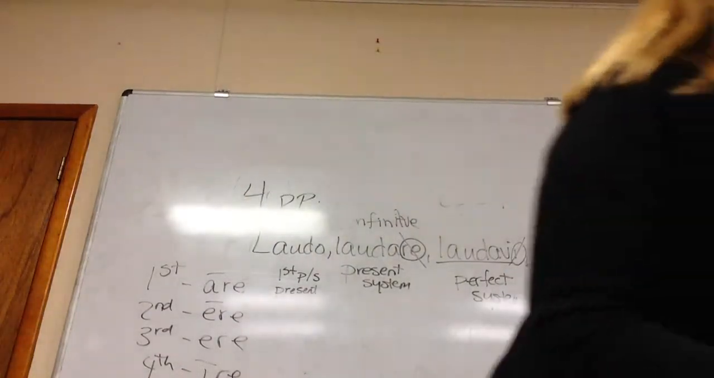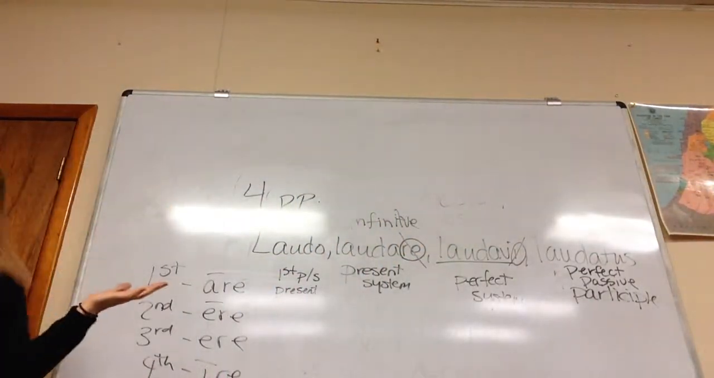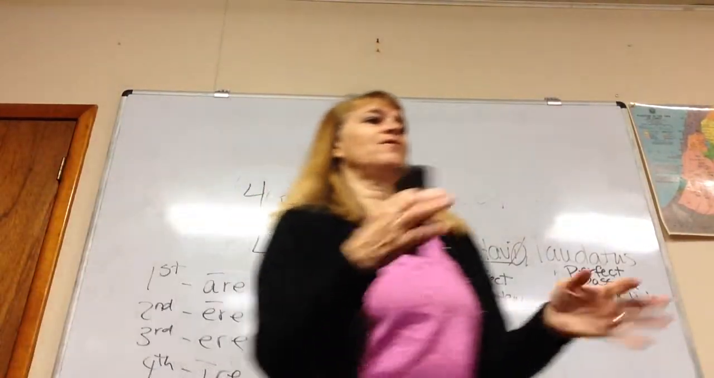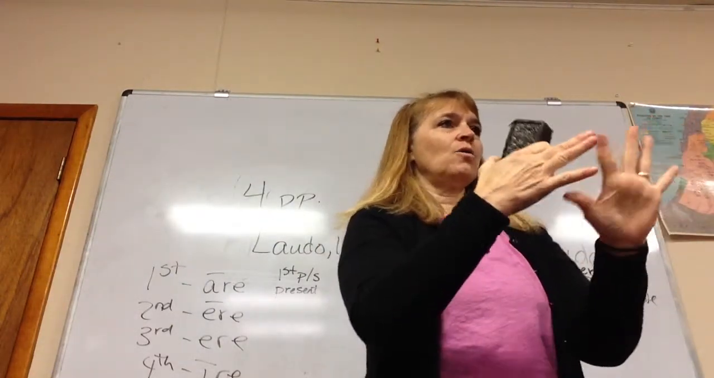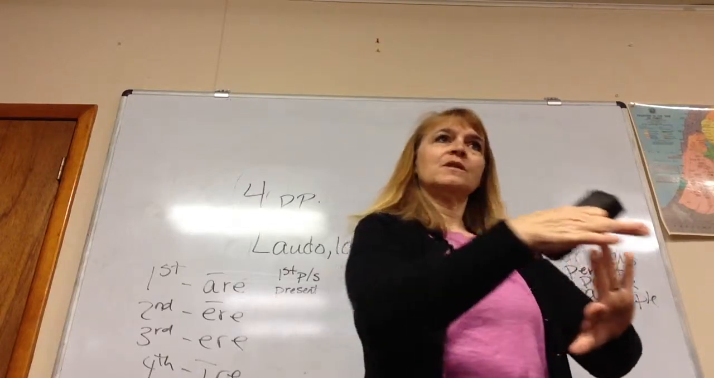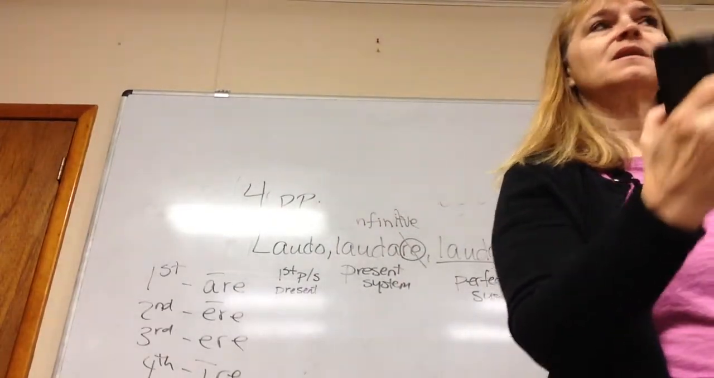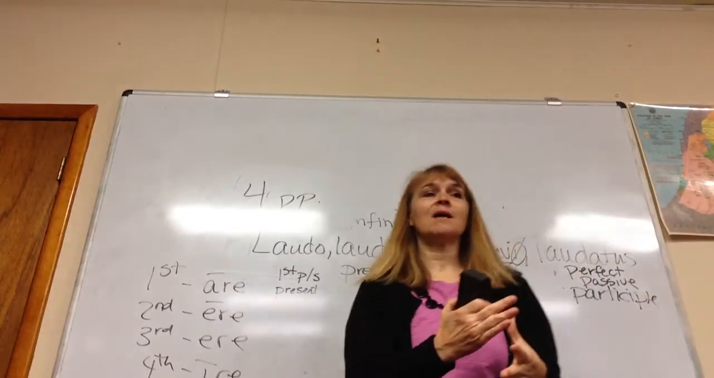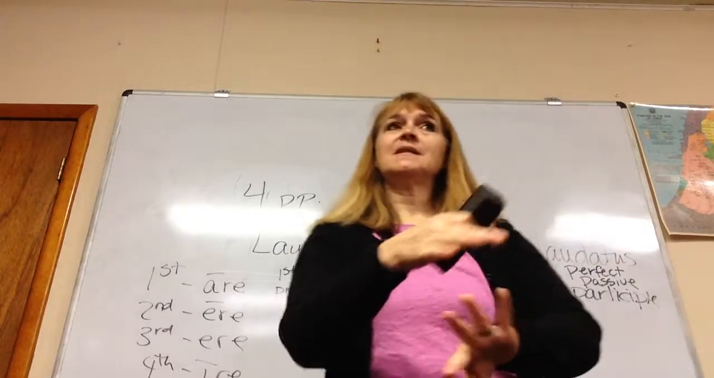Let's review our regular endings. For present tense endings, let's say them together. Ready? O, s, t, mus, tis, nt. Imperfect: bam, bas, bat, bamus, batis, bant. How about future? Bo, bis, bit, bimus, bitis, bunt.